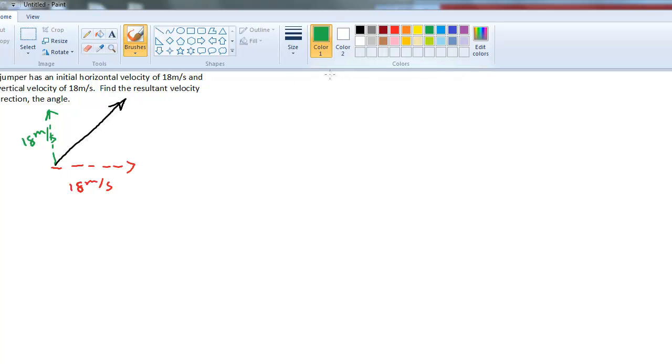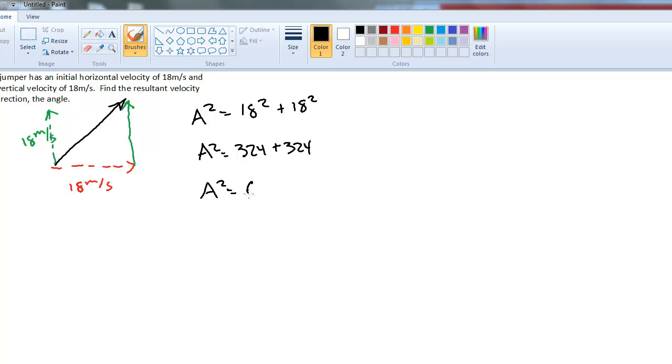All right, once again, this can be Pythagorean theorem because the 18 there is the same as the 18 here. So a squared equals 18 squared plus 18 squared. So that's going to be a squared equals 324 plus 324, which is 648. Now if we take the square root of that, we should get a is equal to 25.45, so I'm going to round that to 25.5. That's meters per second.